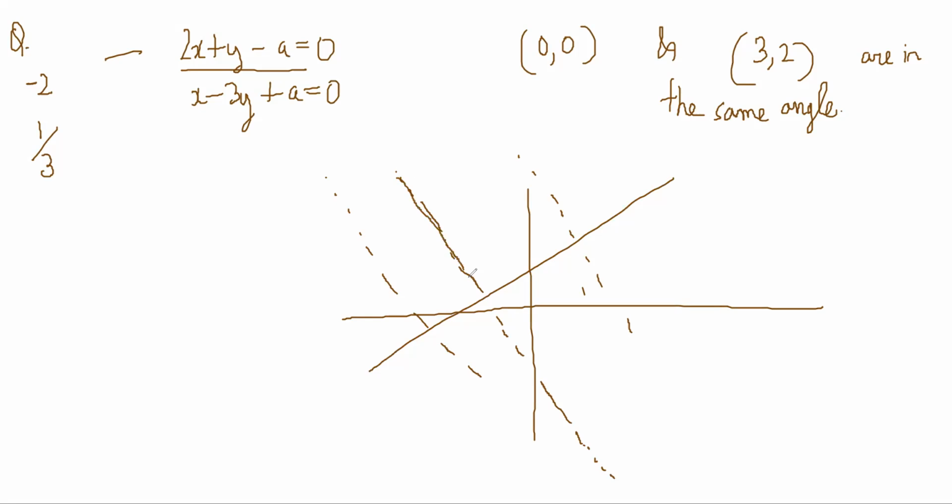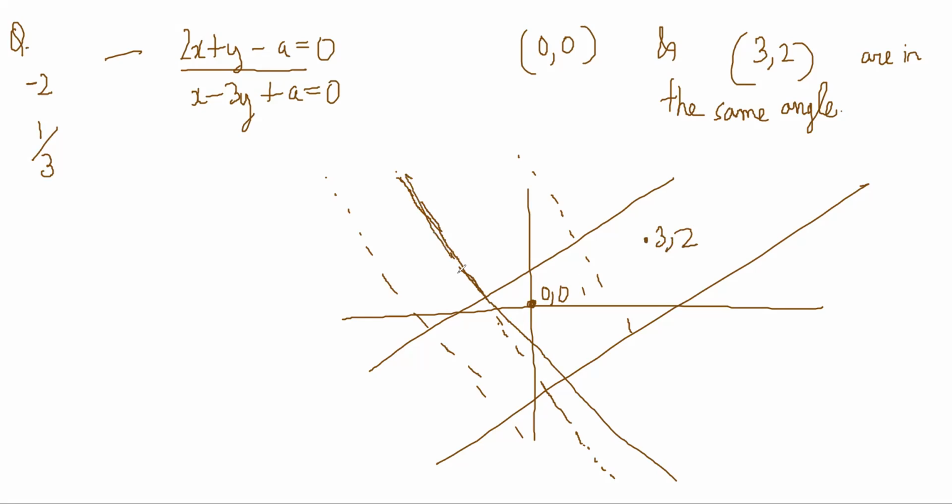So my possible choices could be these two lines or these two lines or any type of line like this. Now you have to say origin and 3 comma 2 are in the same angle. Origin is here and 3 comma 2 let's say somewhere here. If my lines are like this, then 0 0 and 3 comma 2 are in this angle.